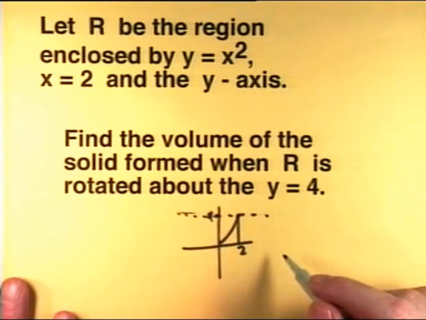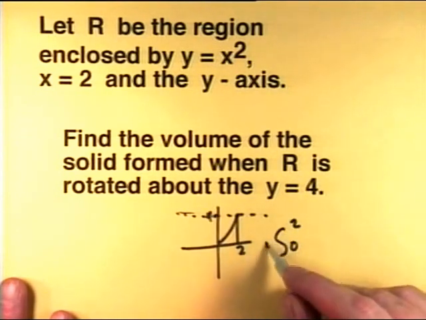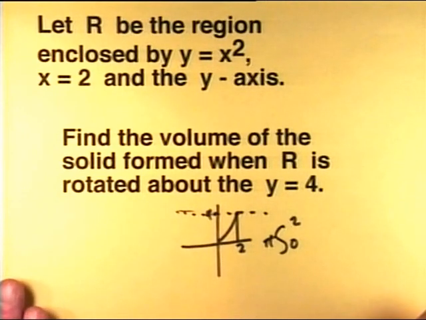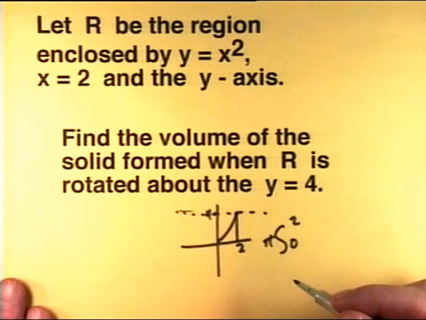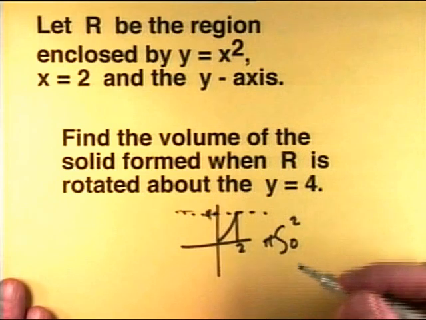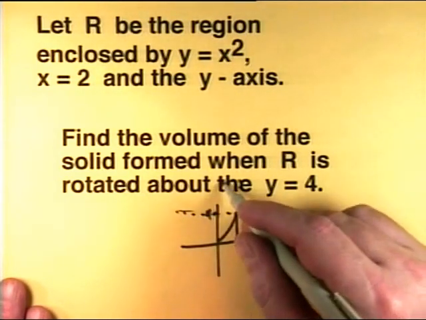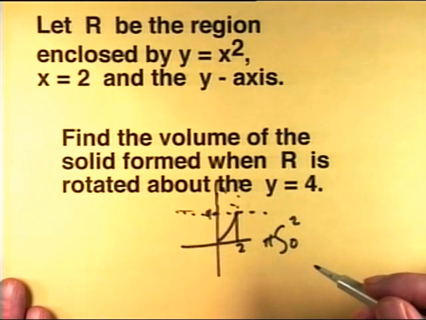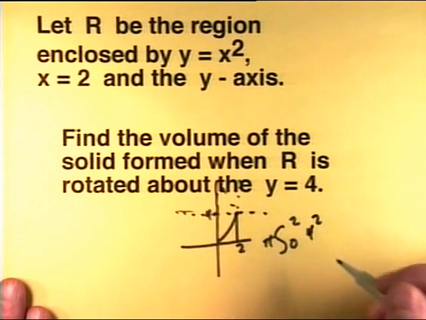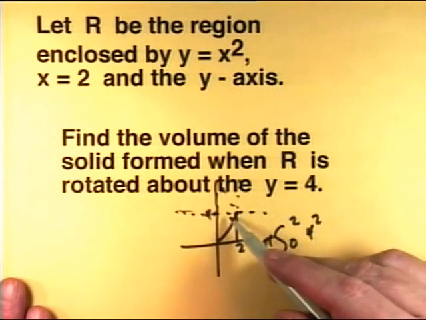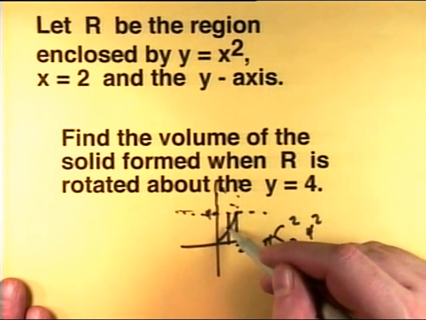Okay, anyways. So we're going to integrate from 0 to 2. Put pi out front. And then it's going to be a washer, because we're rotating around the x-axis. Big R squared minus little r squared. Okay, what's big R? So you take 4 squared, very good, and then you subtract x squared. The outside radius is right here, and the inside radius is here.